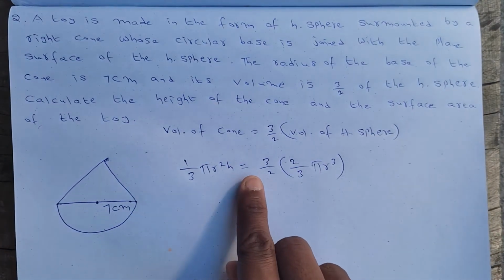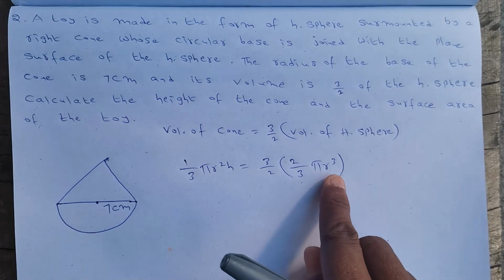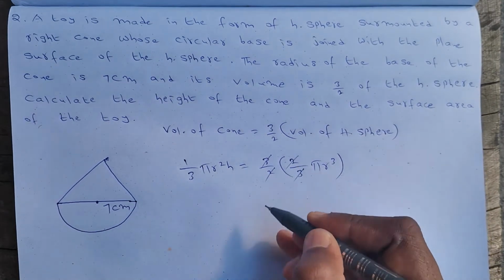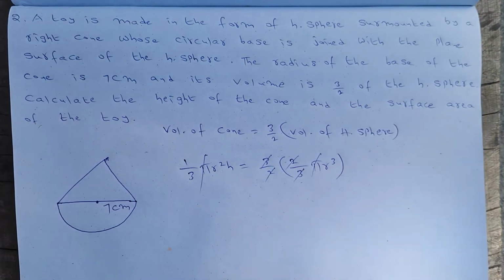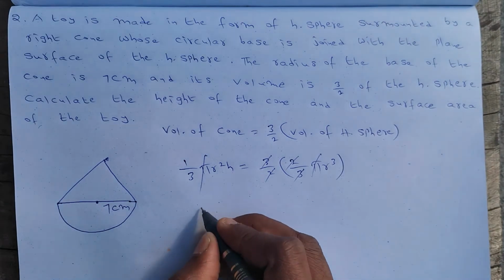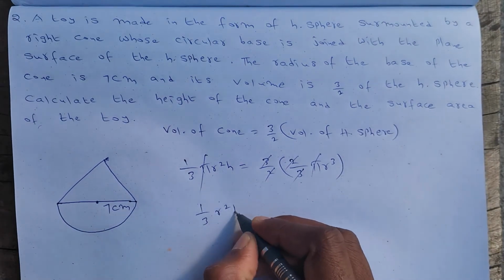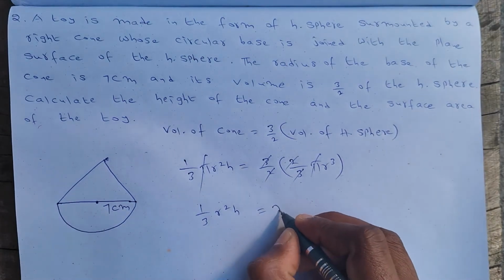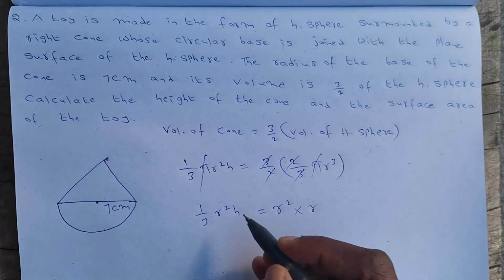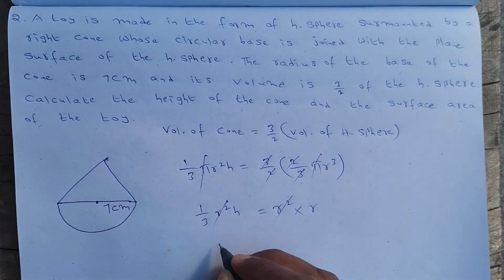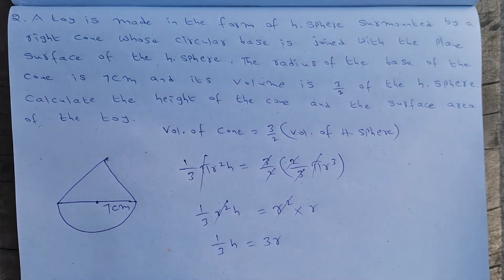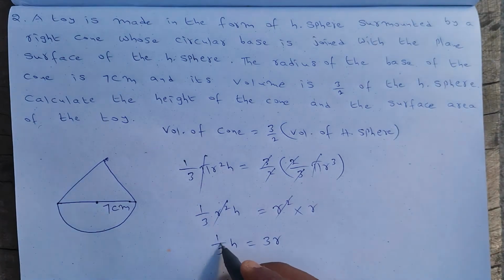So we need to find that out. 3/2 is there, 2/3 is there, pi value is there, radius is given. Now here the 3s cancel, the 2s cancel, and pi on the left side and pi on the right side cancel. Then we will get 1/3 into r square h is equal to, here r cube is there, so I will write r cube as r square into r. So left side r square, right side r square, both get cancelled. So we remain with 1/3 h is equal to 3 times the radius.